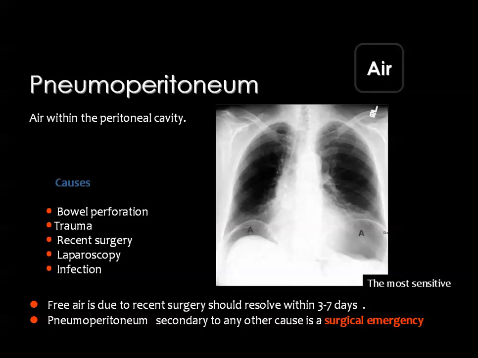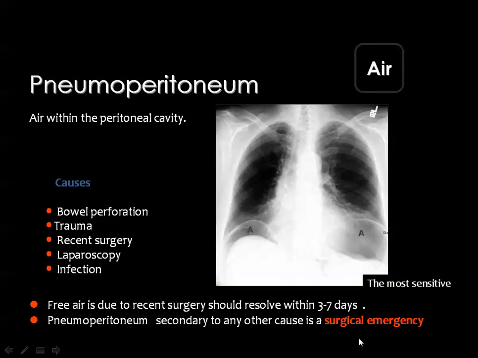Then accumulation of air in the peritoneal cavity is known as pneumoperitoneum, and the best way for detection is the chest X-ray in the erect position. And in the erect position you can see air under the diaphragm, diagnostic of pneumoperitoneum. The two most common causes of pneumoperitoneum are recent surgery and bowel perforation. However, there are many other causes like trauma, like laparoscopy and infection as well.